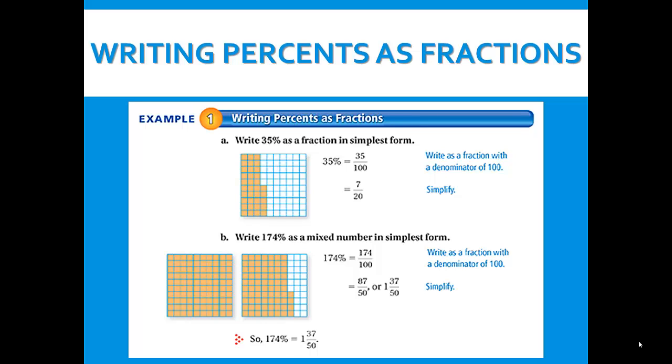For B, we're going to write 174% as a mixed number in simplest form. Our first step is to write the percent out of 100. So we have 174 over 100. We then can simplify by dividing them both by 2. 174 divided by 2 is 87, and 100 divided by 2 is 50. Then 87/50ths would simplify to 1 37/50ths.